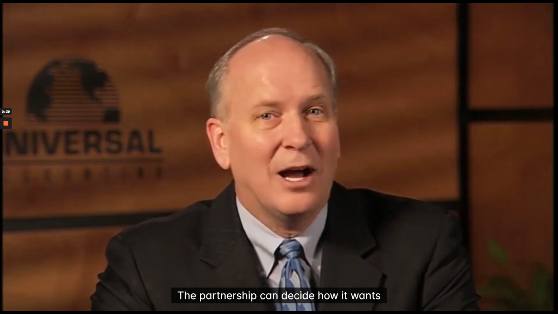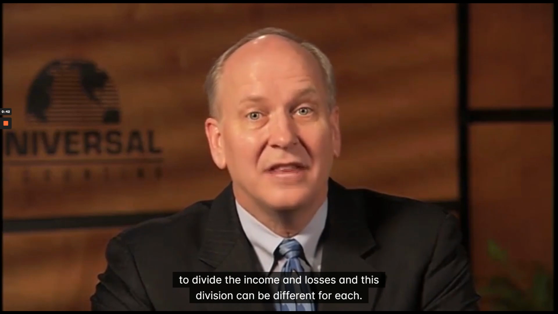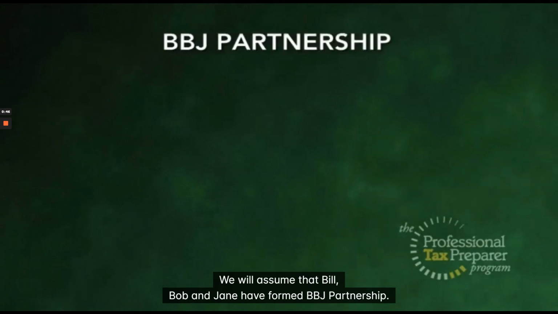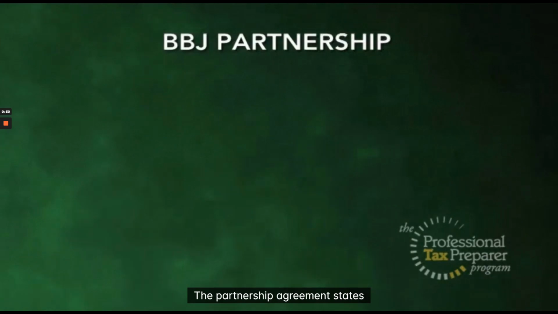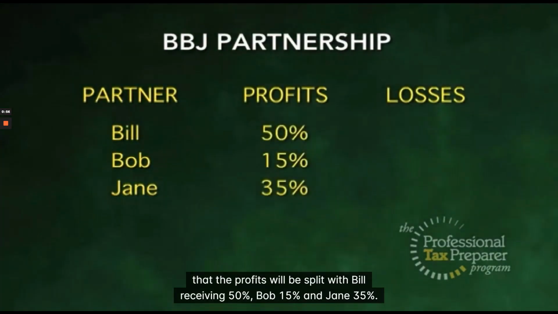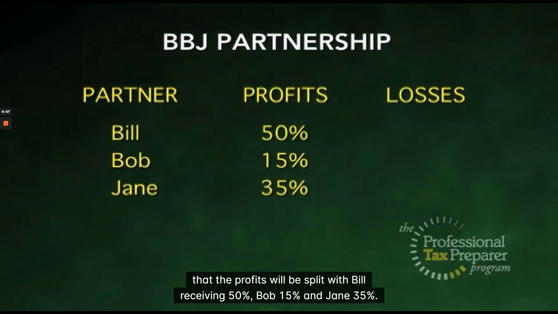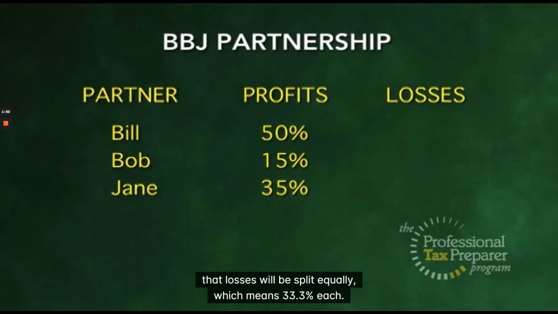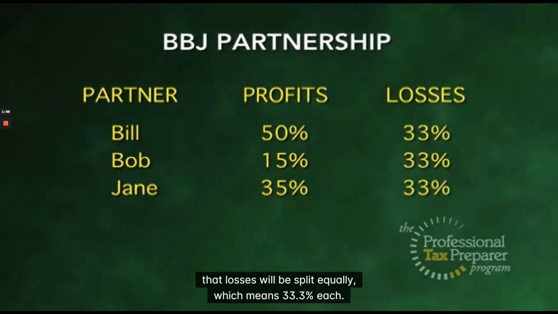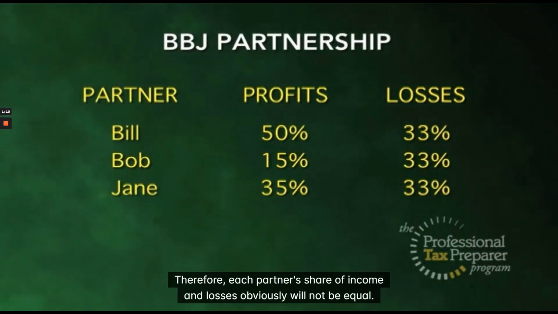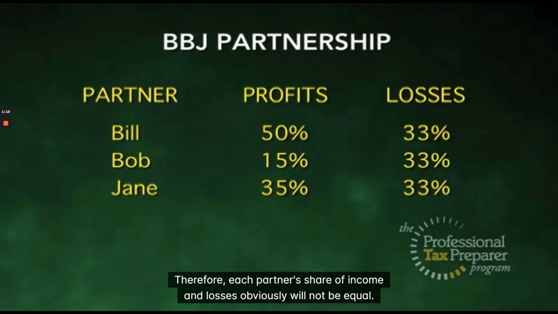The partnership can decide how it wants to divide the income and losses, and this division can be different for each. Let me give you an example. We will assume that Bill, Bob, and Jane have formed BBJ Partnership. The partnership agreement states that the profits will be split with Bill receiving 50%, Bob 15%, and Jane 35%. However, the agreement also states that losses will be split equally, which means 33.3% each. Therefore, each partner's share of income and losses obviously will not be equal.